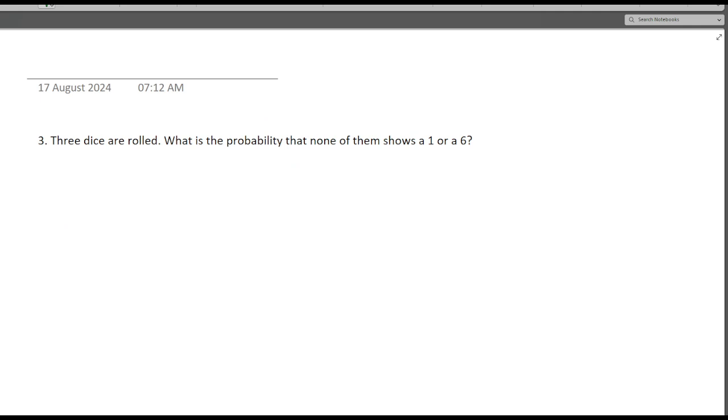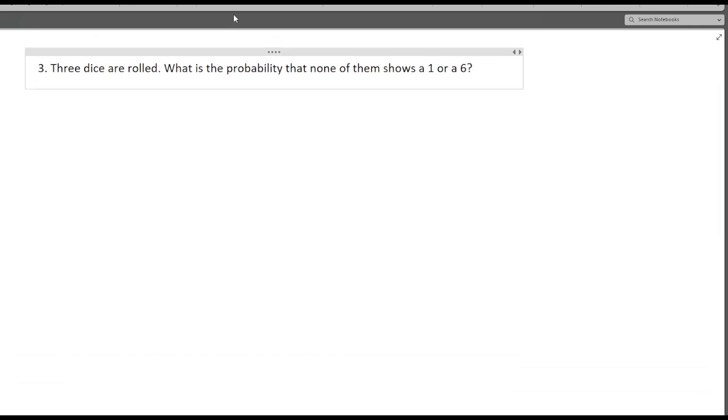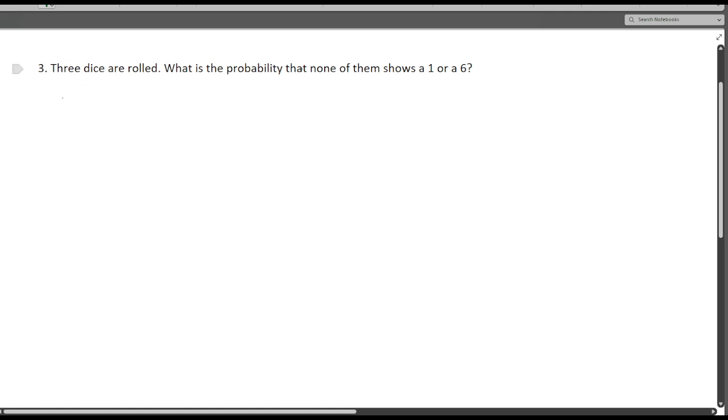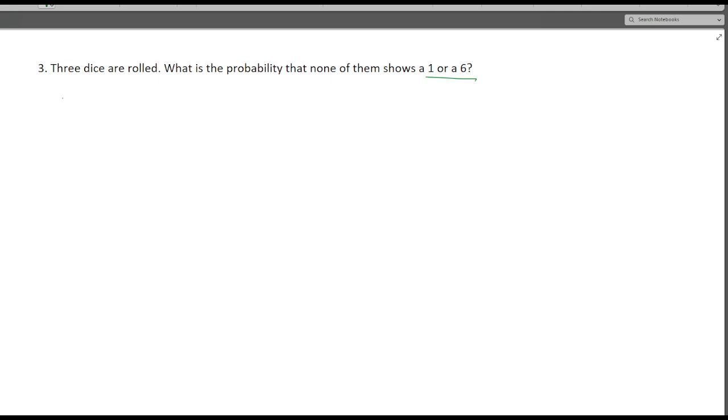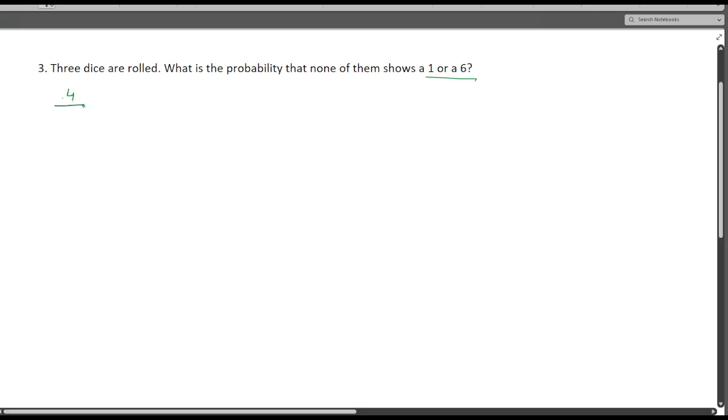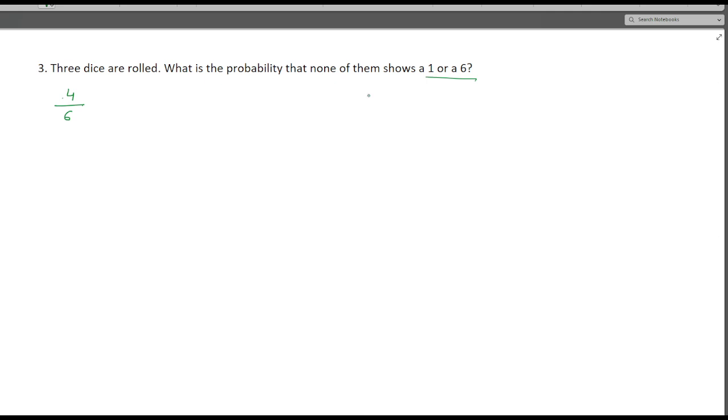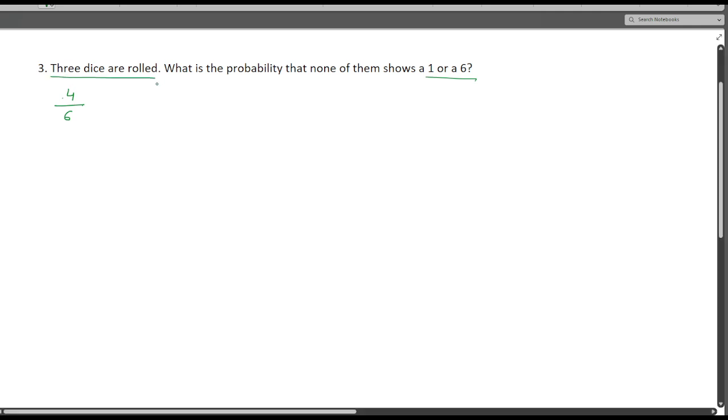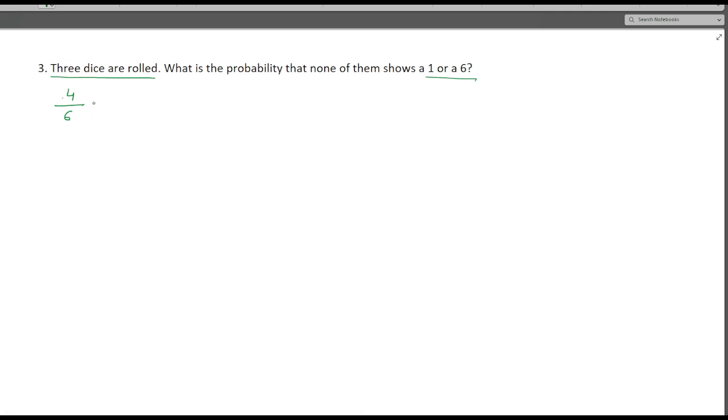Now your third question. 3 dice are rolled. What is the probability that none of them shows 1 or 6? Now none of them shows 1 or 6. That means they can show either 2, 3, 4 or 5. So there are 4 outcomes favorable to my event out of 6. Okay, 4 out of 6 is the possibility that I will not get 1 or 6. Okay, now how many dice? 3 dice are rolled. So first dice I'm not getting 1 or 6 is 4 by 6.